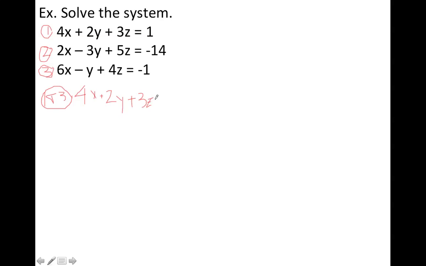And then we have to multiply equation 3 by 2 in order to eliminate our y. So we multiply all these terms by 2. So we'll have 12x minus 2y plus 8z equals negative 2.